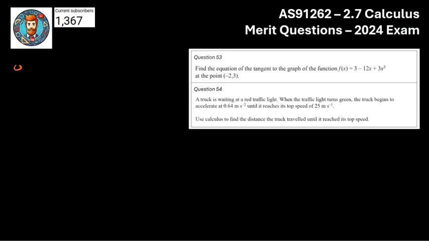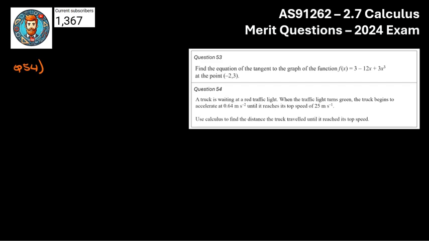So we're now on to question number 54, and this is the final of the 4 merit questions for this exam. And this is a kinematic style question. So we've got a truck waiting at a red traffic light. Because it's waiting at a traffic light, we know a bit of information there. We know it's still, so it's got no velocity. We know it hasn't moved, so the displacement is 0. So we might be able to use that information later on.